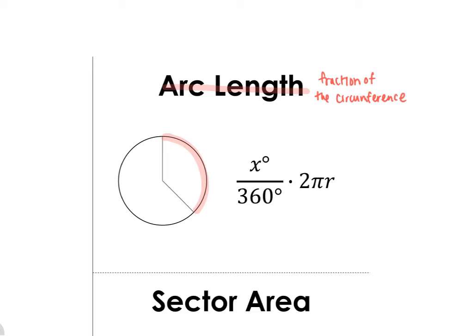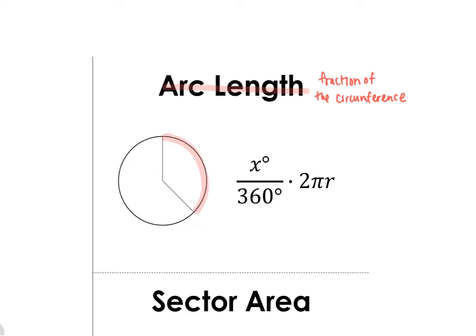So arc length and arc measure are different because we learned about arc measure. Arc measure is just how many degrees the arc is. Arc length is actually how long it is. So if we were to take off that piece and stretch it straight, how long would it measure?